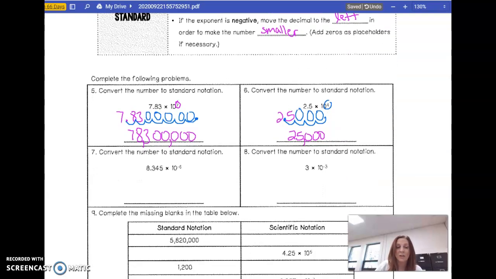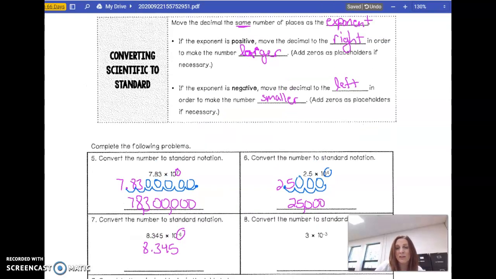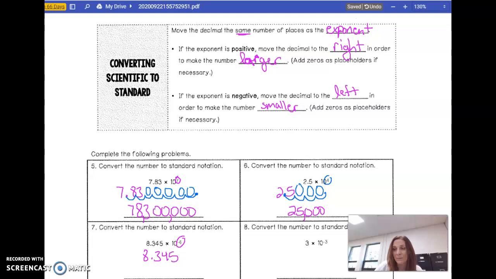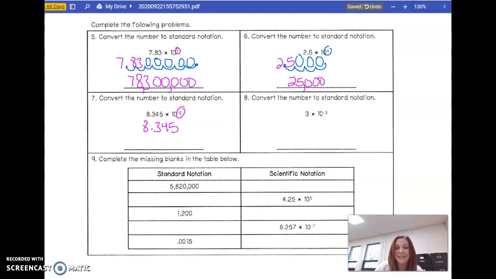Now, convert the number to standard form. This time we have a -6. Sorry if that's hard to see. That's a -6. So I have 8.345. Remember, we're going to move it the same places as the exponent. So move it 6 places, but this time I'm going to the left because it's negative. And we want to make this a small number, a number less than 1.